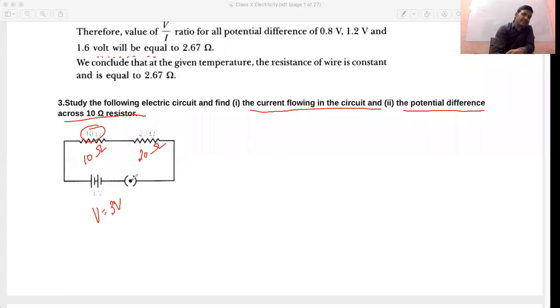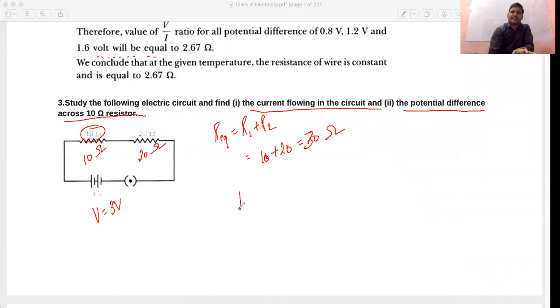Now you can see here it is a closed key. It means current is passing through it. So you will find R equivalent, because these are in series. You will write R1 plus R2, and this will be 10 plus 20. So this will become 30 ohm, isn't it?